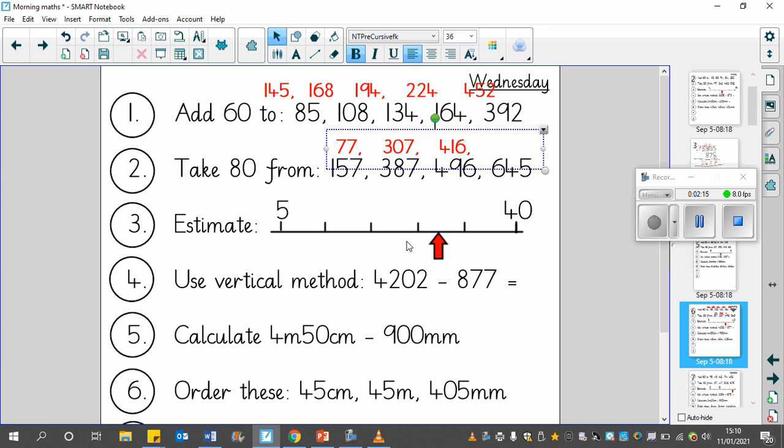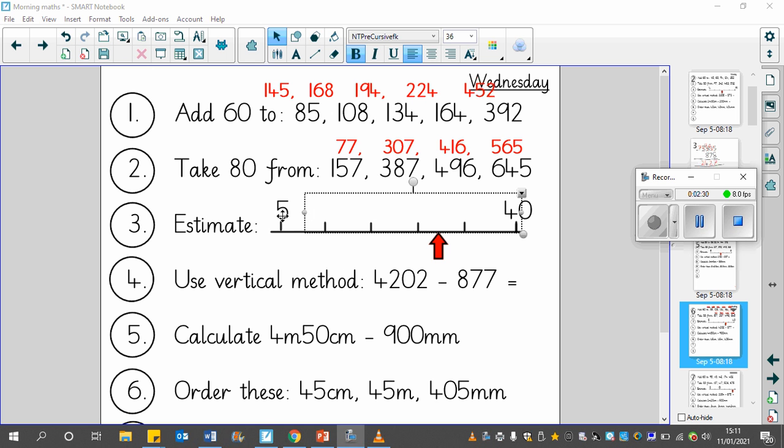645, well, 640 take away 80 is 560, and the ones don't change, so the answer becomes 565.